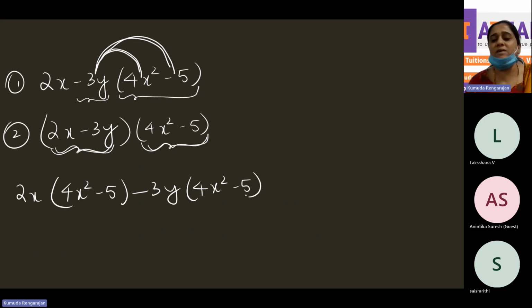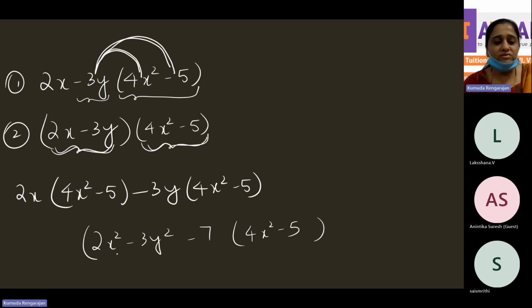Now tell me, are they the same or different? Different, ma'am. They are not the same. So Sai Smriti, you found the product of the first 2 terms. You just wrote them freely like this, and then multiplied with the second bracket like this. You have not enclosed these terms in a bracket. You understand what I mean?